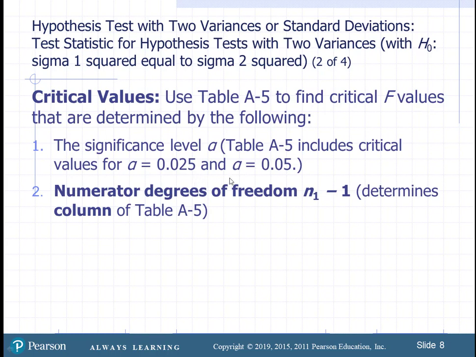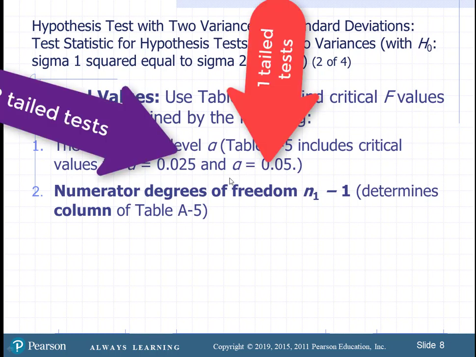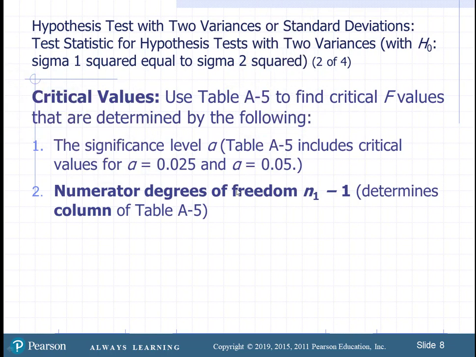And that is along, if you look at Table A5, our significance level, we have two tables. So on pages 688 and 689 is for alpha equal to 0.025 in the right tail. On the next two pages, 690 and 691, we have alpha equal to 0.05 in the right tail. We're going to have 2 degrees of freedom. And so we look at the numerator degrees of freedom, and we look at the denominator degrees of freedom.